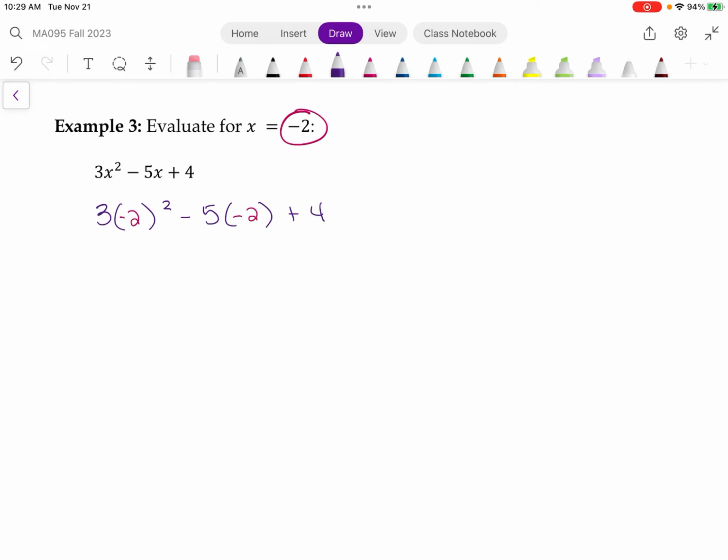All right, and then work out what's in the parentheses before you multiply. So order of operations says that we have 3 times negative 2 squared is 4, minus 5 times negative 2 is negative 10, plus 4. So we've got 12 plus 10 plus 4. All right, so 12 plus 10 plus 4 is 26. All right, did you get 26? Great. If not, try to figure out what you did wrong and try not to make that same mistake again. Generally, the mistake happens going from here to here.